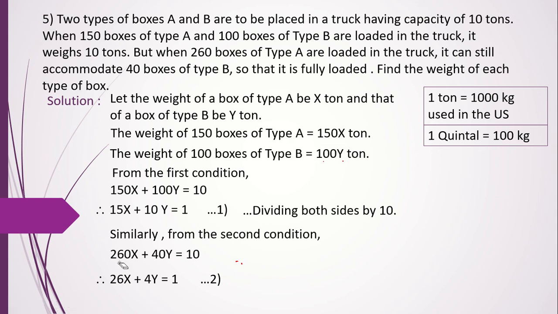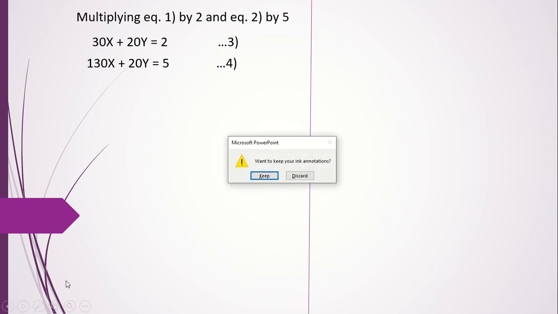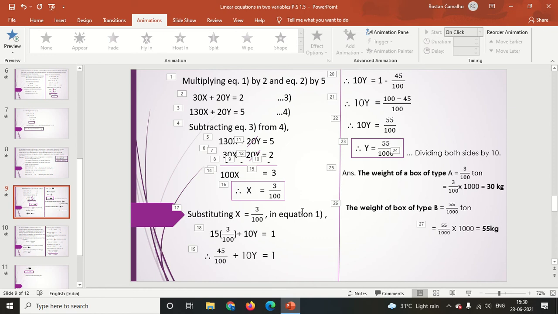See which one is easier. I think it is easier to eliminate y. Here you have to multiply by 4, it will become 40y. Here multiply by 10, it will become 40y. Then 40y will get cancelled, and you can get the value of x. Then substitute the value of x. They have done it the other way, they have multiplied it twice. Let me go back to the previous slide.